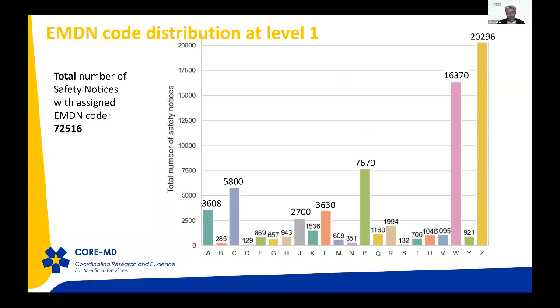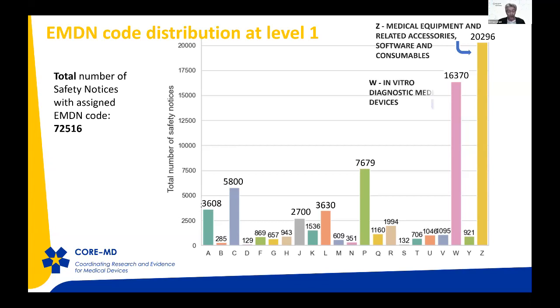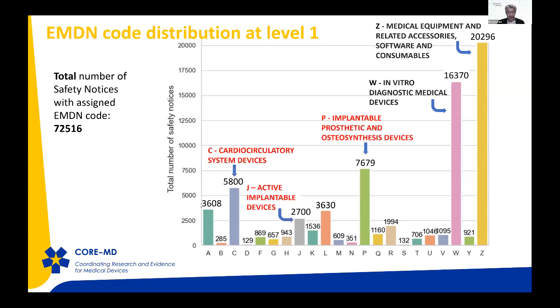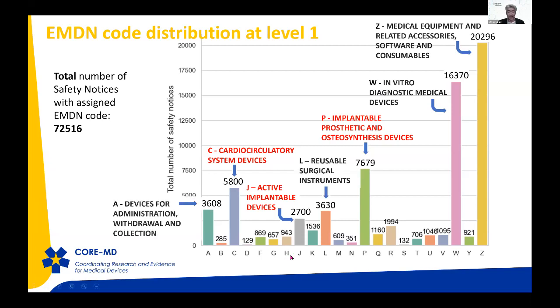Considering the total number of safety notices with assigned EMDN code, here their distribution based on the medical device category is shown. The largest number of retrieved safety notices was relevant to category Z, followed by the ones relevant to in vitro diagnostic medical devices. High-risk devices that are the focus of the CORE-MD project, here evidenced in red as categories C, J, and P, followed in the list, with high numbers found also for categories A and L.